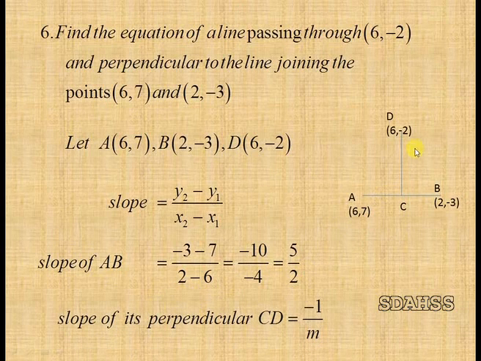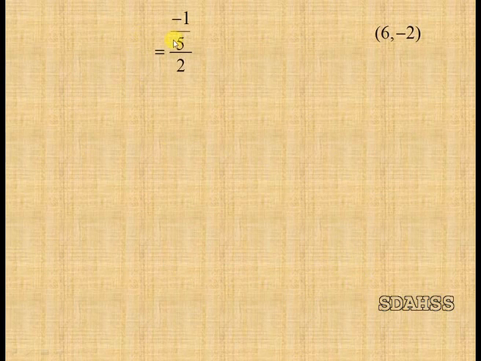Then the slope of its perpendicular CD is minus 1 by m. Substitute the values. Minus 1 by m, where m is 5 by 2. Take the reciprocal, then it becomes 2 by 5. Already one minus 1 is there, so minus 1 into 2 by 5 is minus 2 by 5. This is the slope of perpendicular CD.